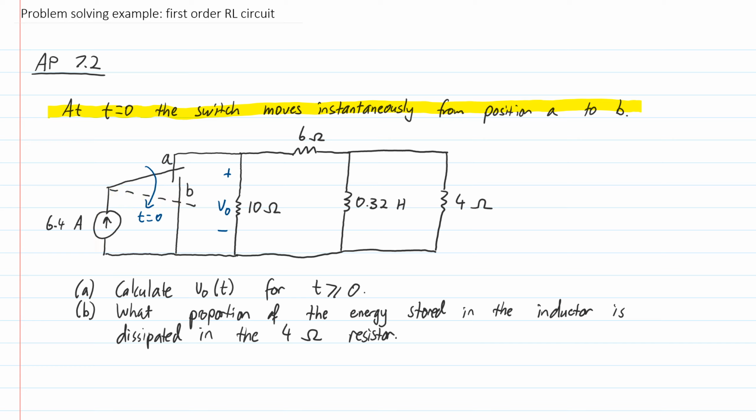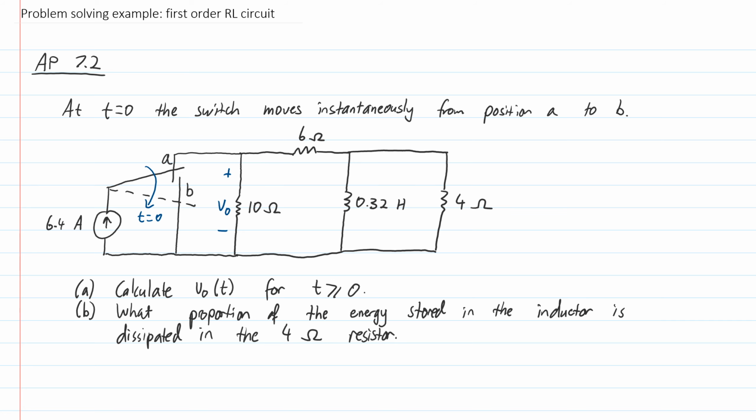Now the question asks us to calculate the voltage indicated here as V0 for times greater than 0. That will be when the inductor is dissipating its energy. The inductor will supply some energy into the circuit, and there will be some decay transient that we need to calculate. Then the question asks what proportion of the energy that was stored in the inductor ends up being dissipated in that 4 ohm resistor. In the beginning, the inductor will have some energy stored in it, and we want to know how much of that energy ends up over here.